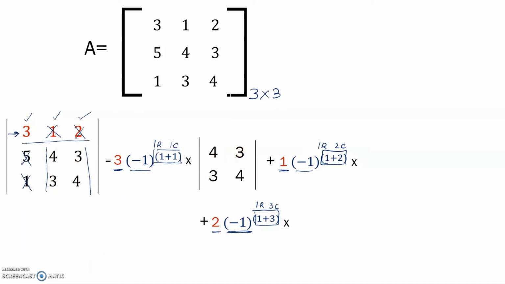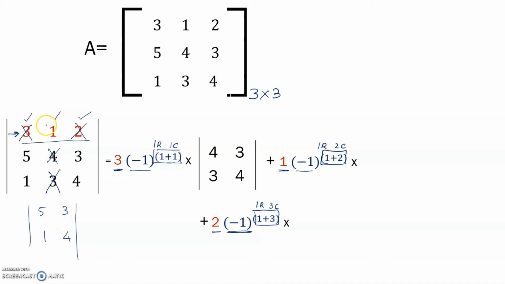So next, let's repeat the process for the next one. Repeating for 1, which is in the first row, second column, we need to find the minor. For the minor of 1, you need to eliminate the items in the same row and in the same column. So now you're left with 5, 1 and 3, 4. So that's our minor determinant.